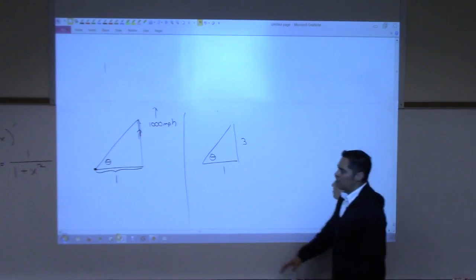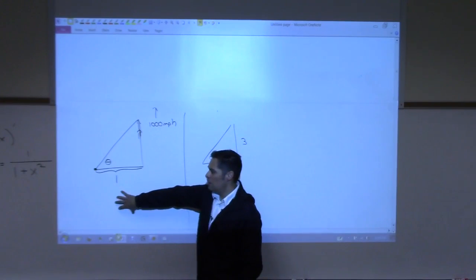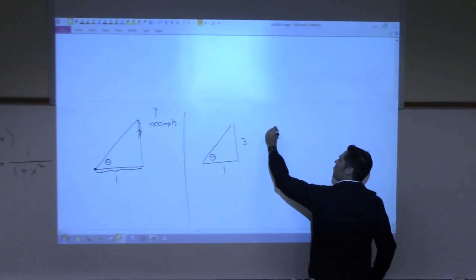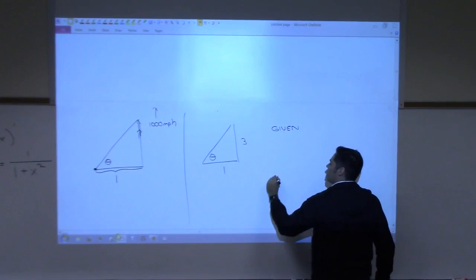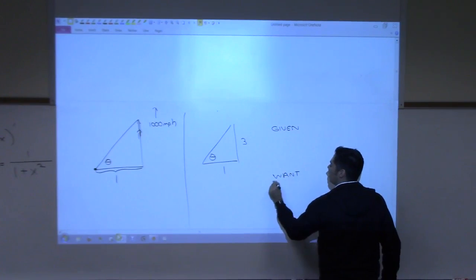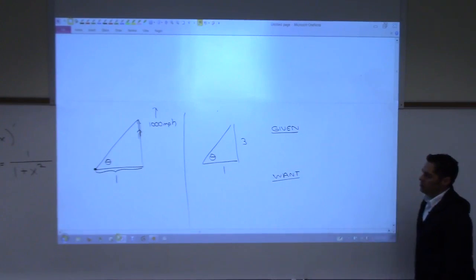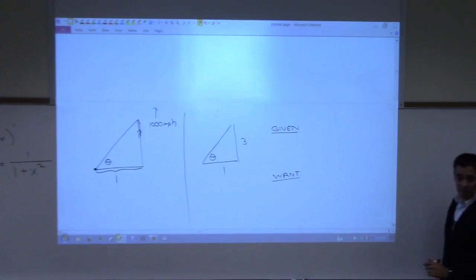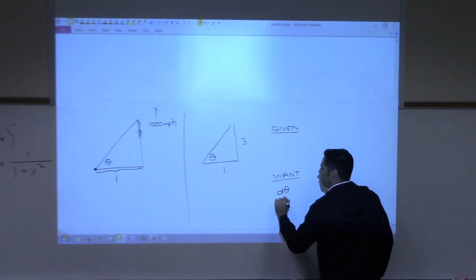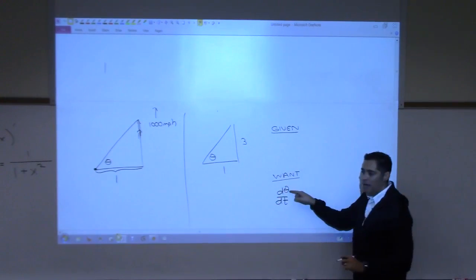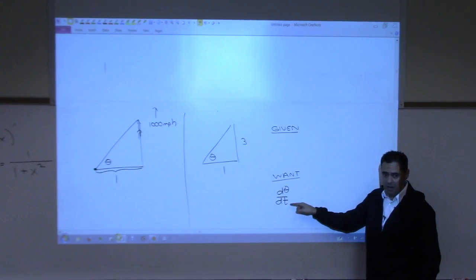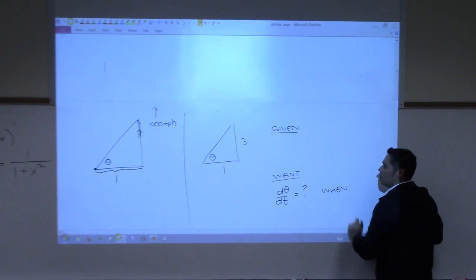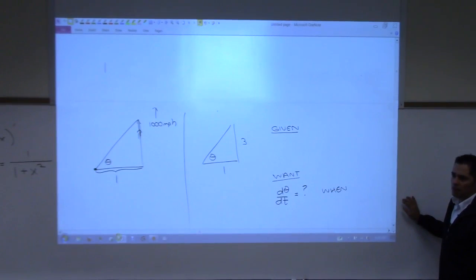Okay, so I like to call this a general picture, and this is like an instant snapshot picture. And then I like to write down what I'm given, and then I like to write down what I want. Can anyone tell me what I want? I want d theta dt, don't I? I want to know how fast theta is changing with respect to time, and I want to know that when exactly the rocket's 3 miles high.